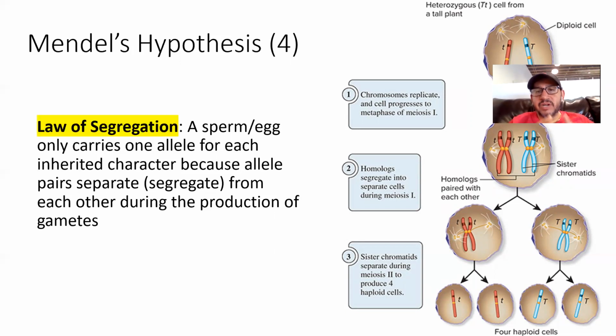So again, the law of segregation was Mendel's fourth hypothesis, and it stated that the sperm and the egg are only going to carry one allele for each of the inherited traits, because the allele pairs are going to separate, or in genetics terms, segregate from each other during the production of the gametes. How? During the process of, you guessed it, meiosis.